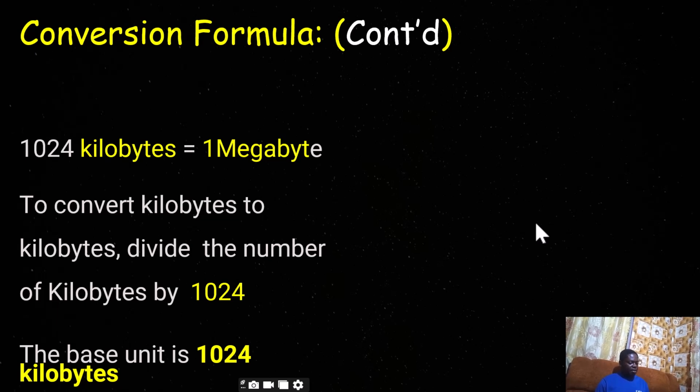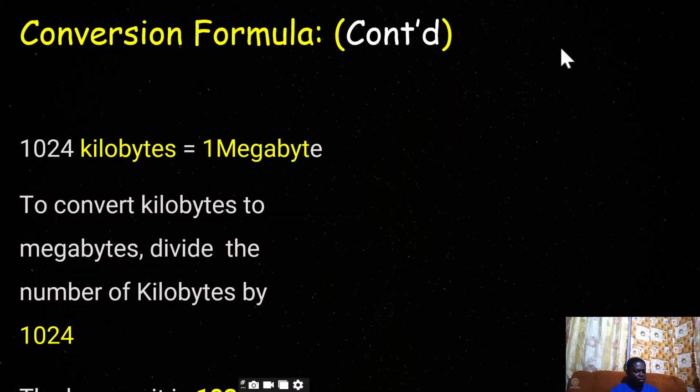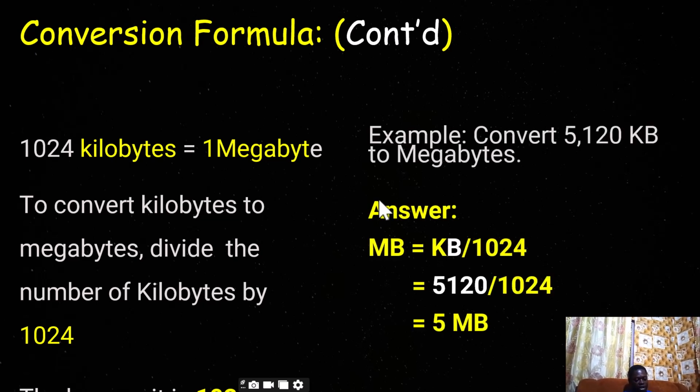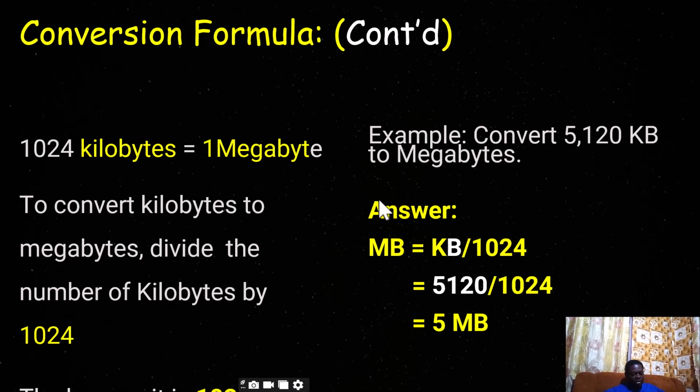So we continue. Look at how to get it from kilobyte to megabyte. Here we are saying 1024 kilobytes gives us 1 megabyte. To convert from kilobyte to megabyte, we divide the number of kilobytes by 1024. So do not forget that, as said earlier, you need to just take note of the basic units of conversion.